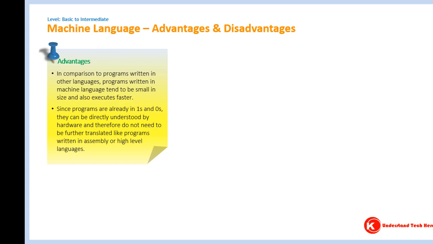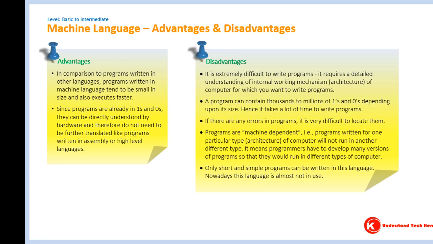Disadvantages? Well, many. First, it's extremely difficult to write programs. It requires detailed internal hardware working mechanisms, that is, architecture of a computer for which you want to write programs. A program can contain thousands or even millions of ones and zeros, depending upon its size. Hence, it takes a lot of time to write programs, and of course, writing thousands, millions of ones and zeros is definitely very tedious as well.